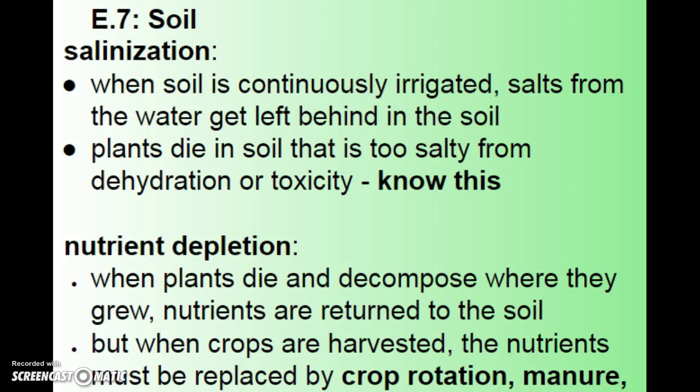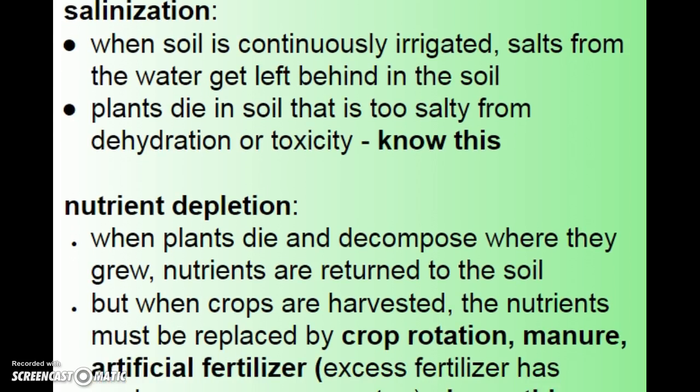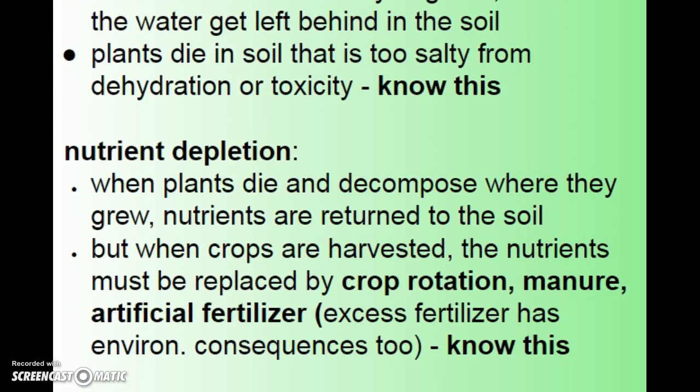Nutrient depletion is normally not an issue if you let plants die and decompose where they grew. Then the nutrients are returned to the soil. Everything that was taken out of the soil is put back. But when we harvest crops, obviously we harvest it for the food. So then those nutrients have to be replaced.